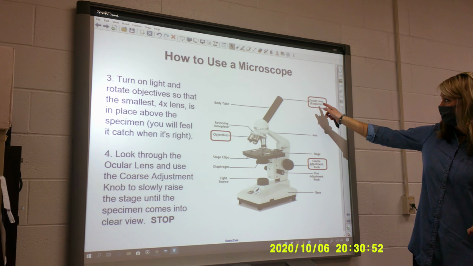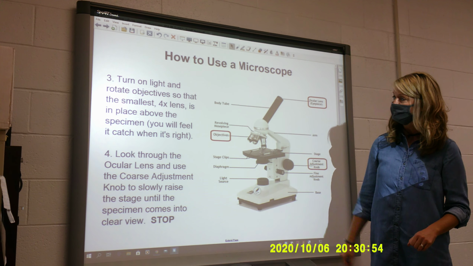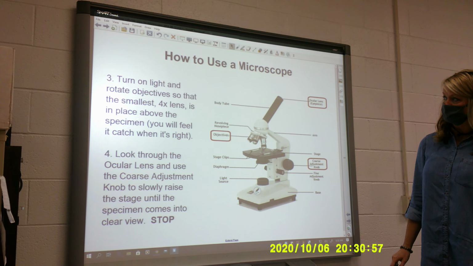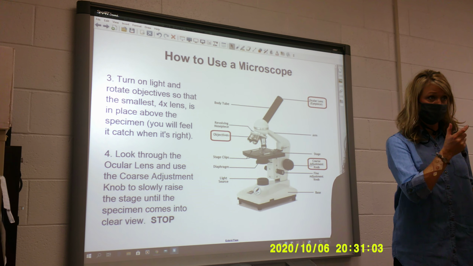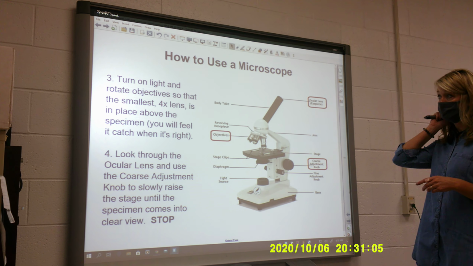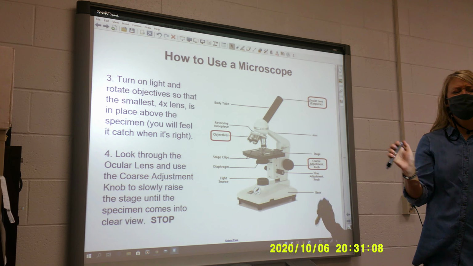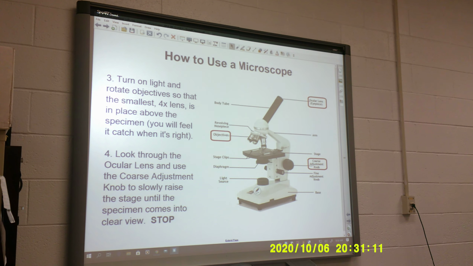You turn on your light. Here's your ocular lens. There's your objectives. Turn on the light. Rotate the objectives so that the smallest, you always start with the smallest lens first. Then you increase your size as you focus in on what you're looking at. You don't ever want to start with the largest one, because if you do, then you could actually bump what it is that you're looking at. So you want to start with the smallest one and then increase it as you need. You look through the ocular lens, then you adjust here on the top down to where you can actually see whatever the specimen is that you're looking at. Okay.